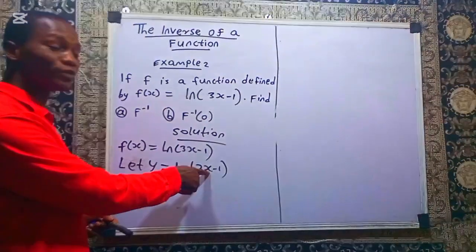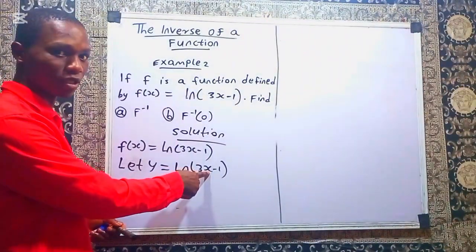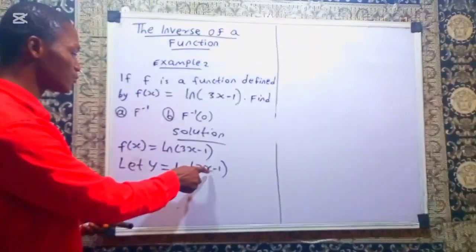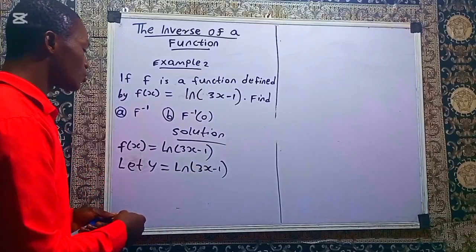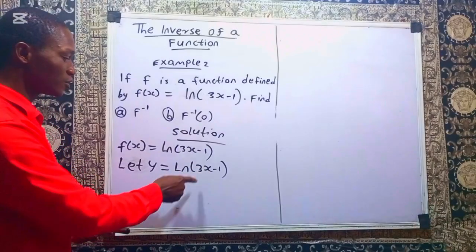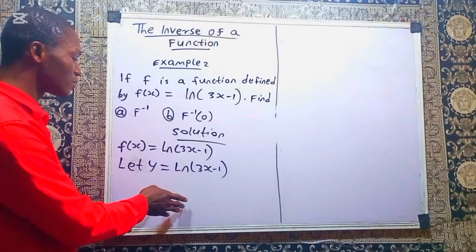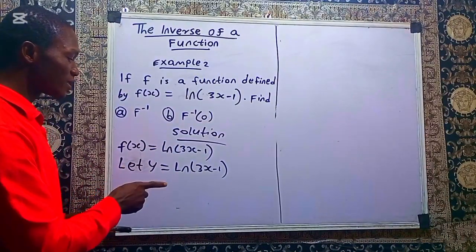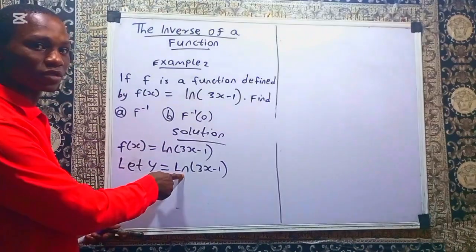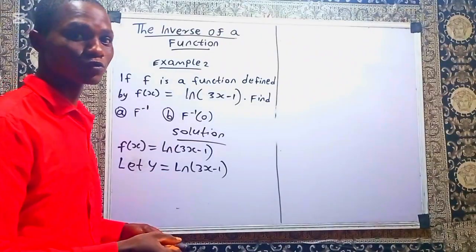Then when you have done this, you will now try to make x the subject of the formula. We saw that in our previous class. So how do I make x the subject? You know this x now is inside the log. So the only way I can make it the subject is to remove this log. So what will remove log?